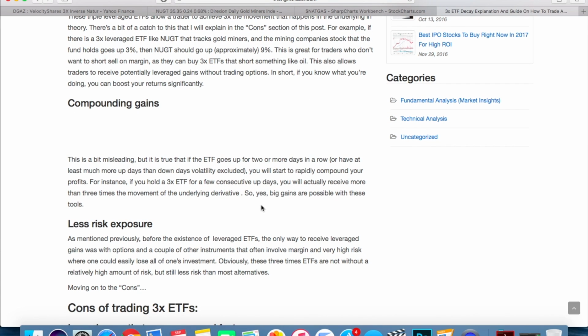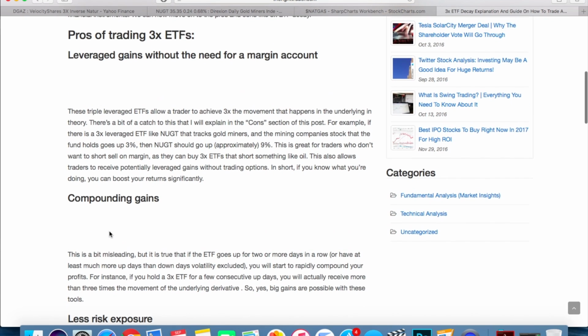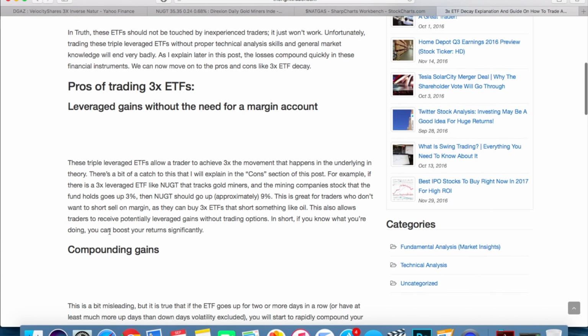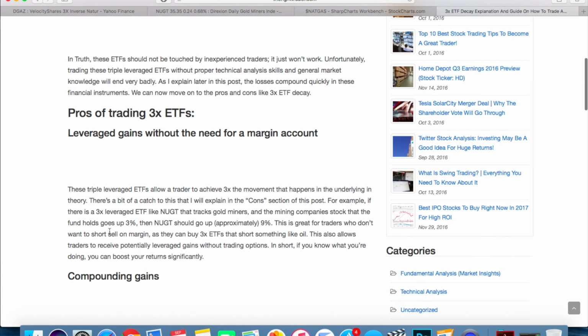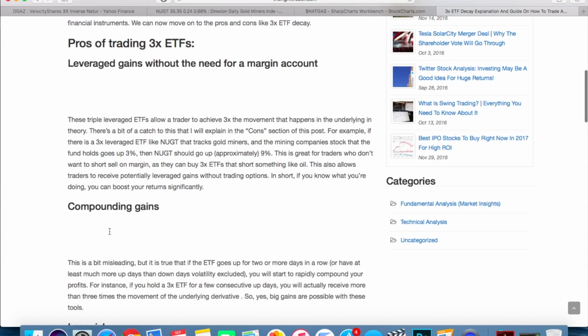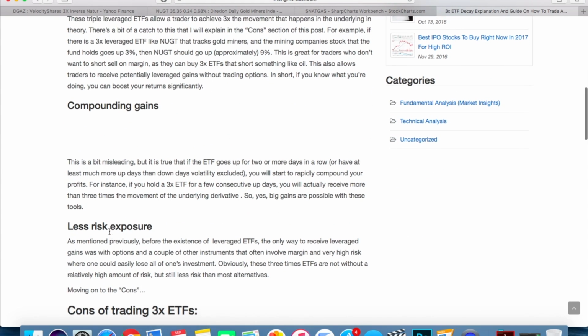Okay, so there are some risk reducing aspects of these ETFs, but they are overall pretty risky, so you should be aware of that.